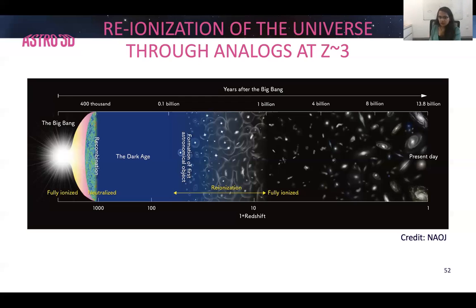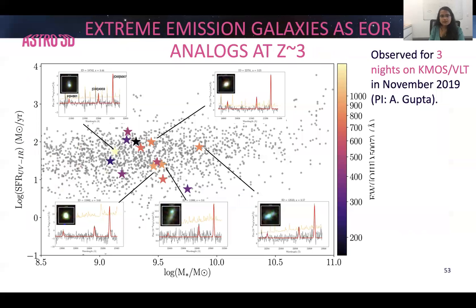So another approach is to look at analogs of galaxies at redshift of 3. And these analogs, this is what I will be doing. So what we have done is we have selected extreme emission line galaxies, which are super star forming. They have really bright O3 lines, and they are sort of dwarfish. Basically, these galaxies have similar properties to the epoch of reionization galaxies.